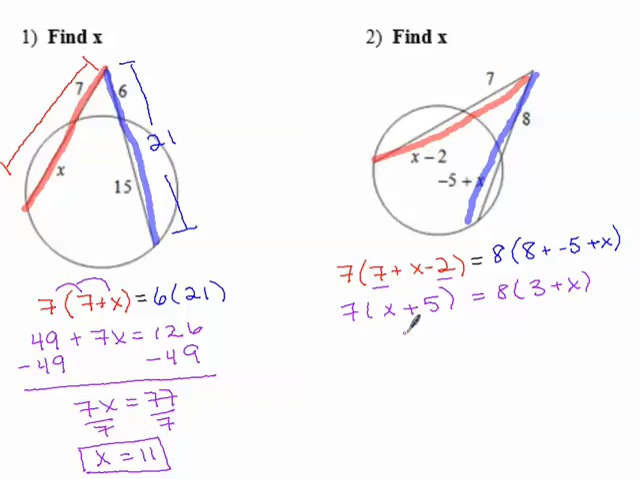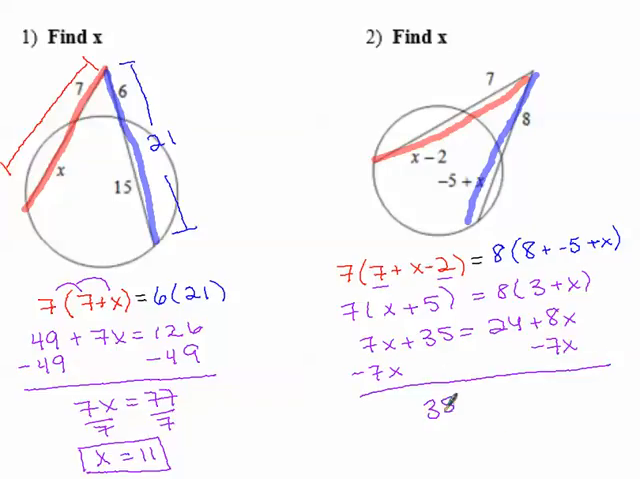Now I'm going to go ahead and distribute. 7x plus 35 equals 24 plus 8x. Then I'm going to subtract 7x on both sides. I get 35 equals 24 plus x. Subtract 24 on both sides, and x equals 11.